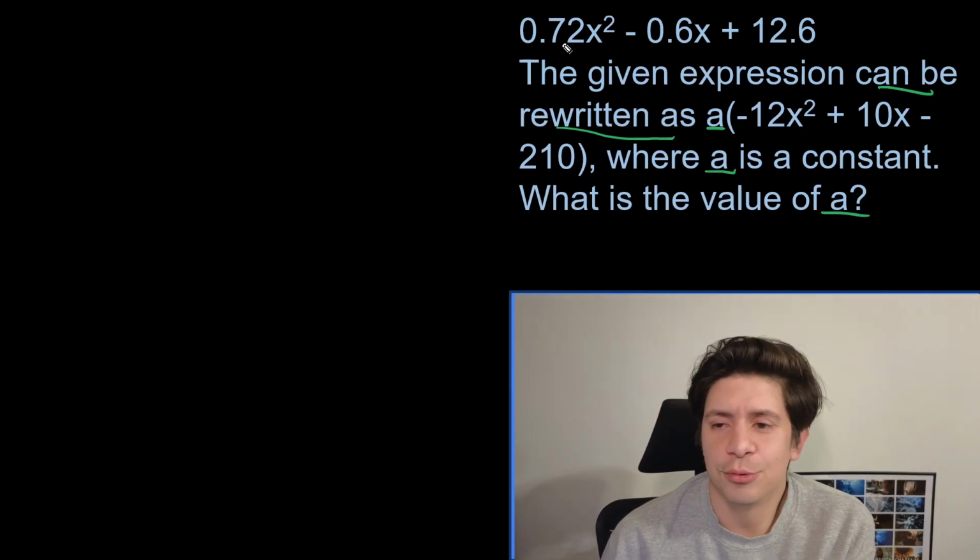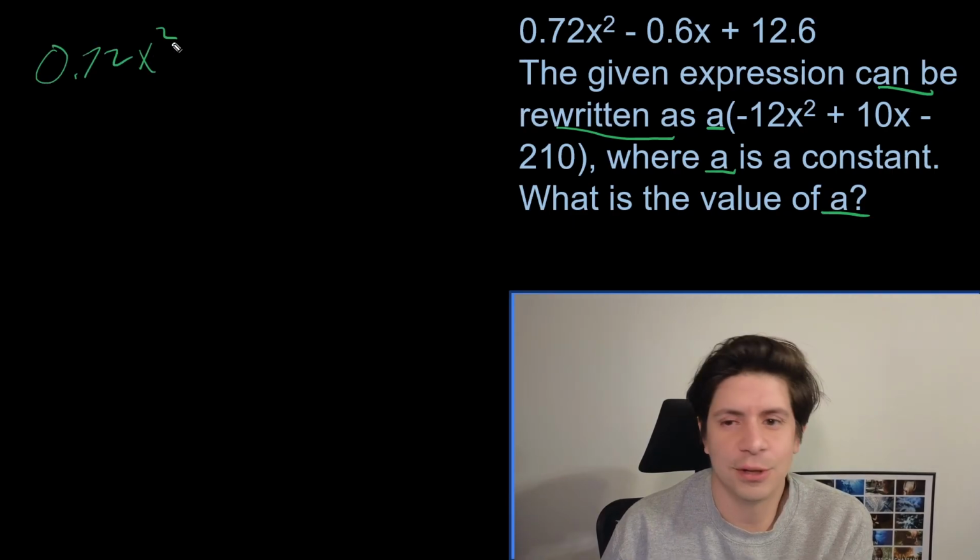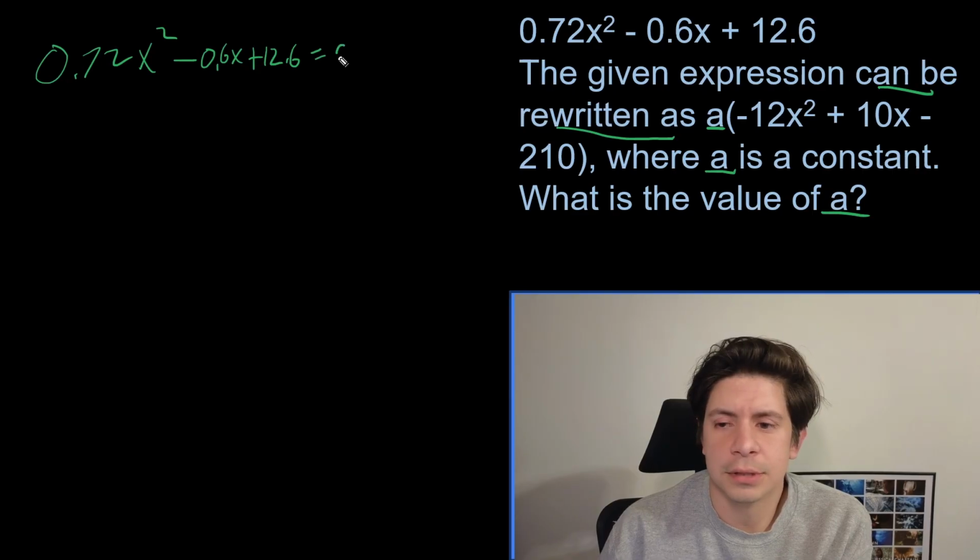Well, just set them equal to each other. If you ever have a question where you don't know what to do and you have two separate parts, the best thing to do is set them equal to each other and see what happens then, because often that is going to give you the solution. So we're going to set them equal to each other: 0.72x squared minus 0.6x plus 12.6 equals a(-12x squared plus 10x minus 210).